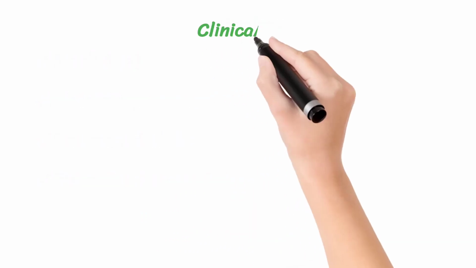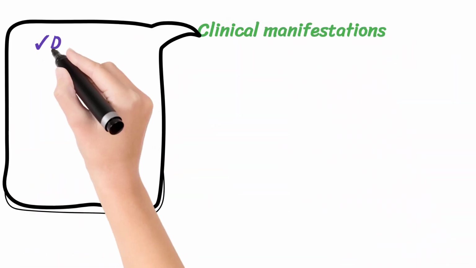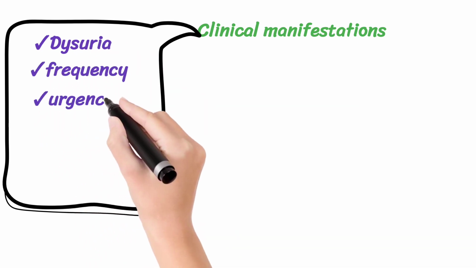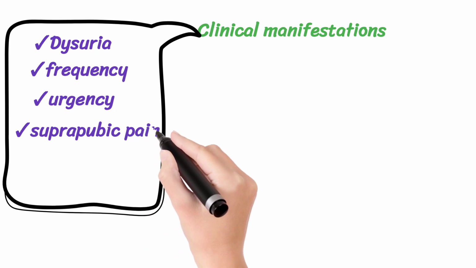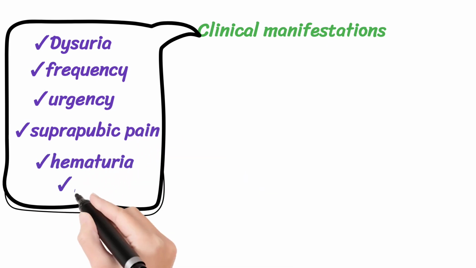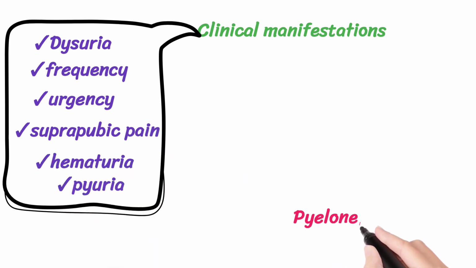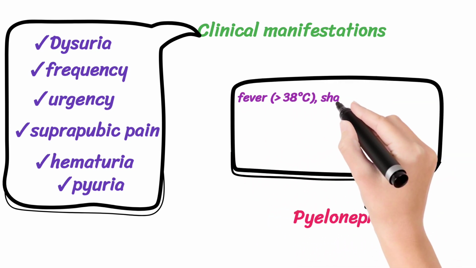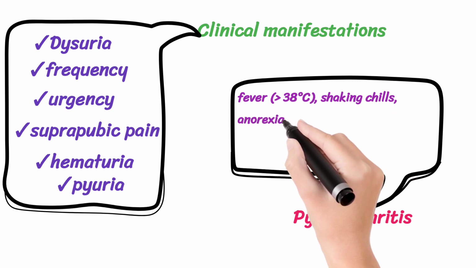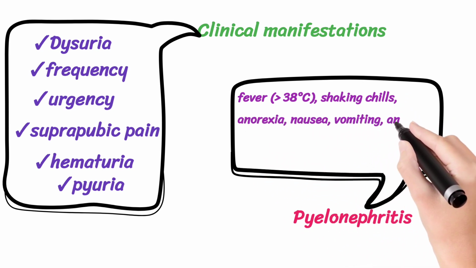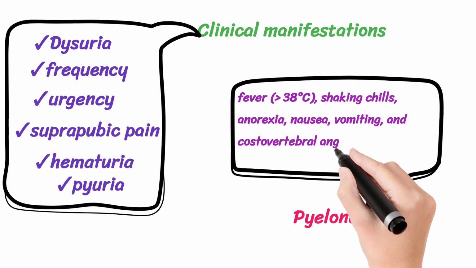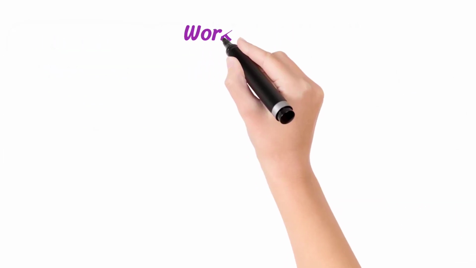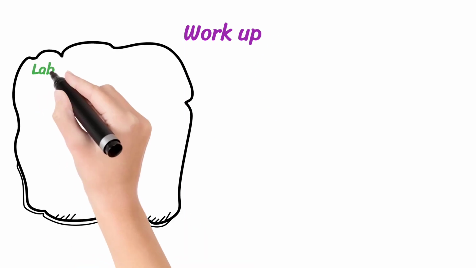Clinical manifestation. These are simple. You have dysuria, increased frequency, increased urgency, suprapubic pain, hematuria, and pyuria, as you have defined it previously. In addition, you can have upper involvement of the urinary tract, that is pyelonephritis, and you'll have symptoms such as high temperatures, shaking, chills, anorexia, vomiting, costovertebral angle tenderness.